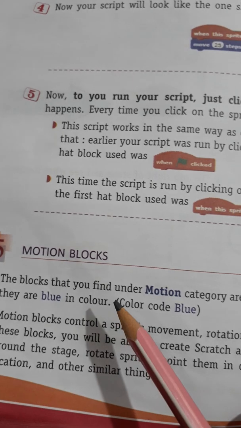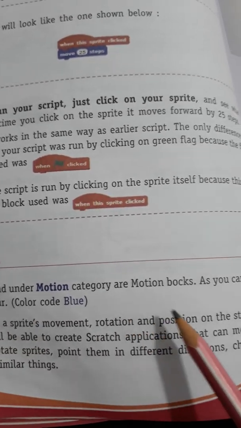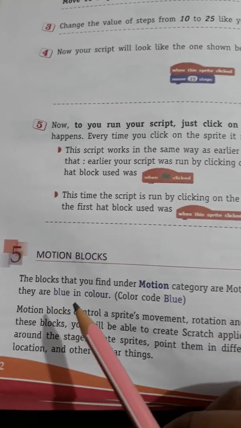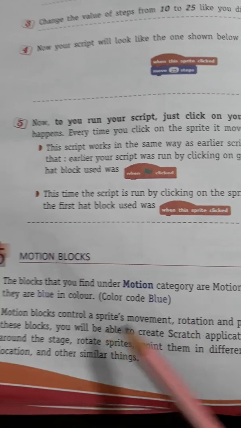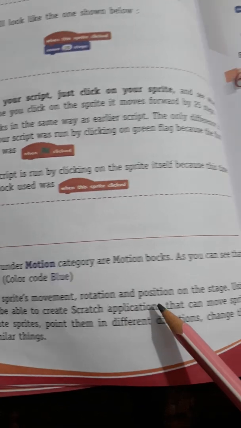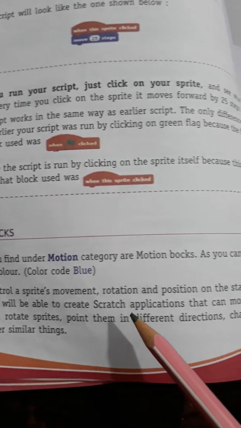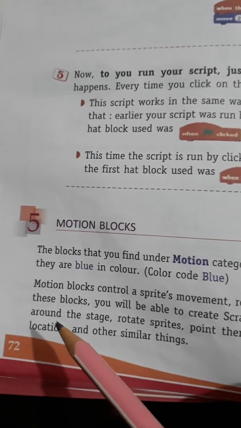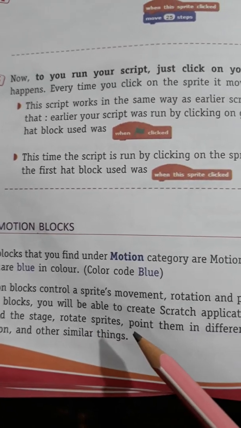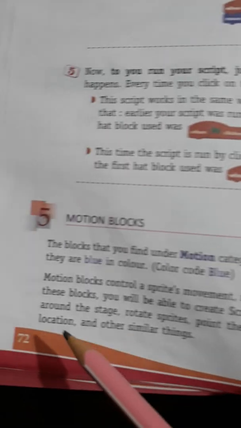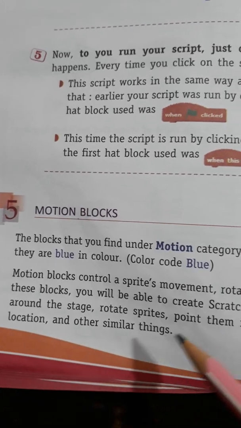The blocks that you find under the motion category are motion blocks. As you can see, they are blue in color, color code blue. Motion blocks control a sprite's movement, rotation and position on the stage. Using these blocks you will be able to create Scratch applications or programs that can move sprites around the stage, rotate sprites, point them in different directions, change their location and other similar things.